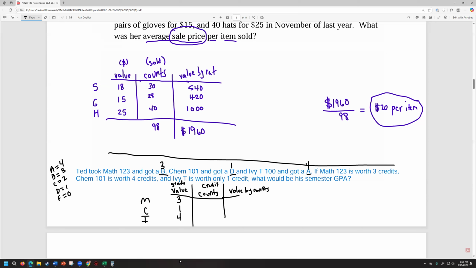Okay, now the credits are for each class. So Math 123 was worth 3 credits. Chemistry was worth 4. And IVT was only worth 1. So we're going to multiply across. So remember, this is 9, 4, and 4. Now, you're going to get that total value for the grades. That's going to be adding this up. So that's 8 and 9. So that's going to be 17. And then we're going to divide by our counts, which is total credits.